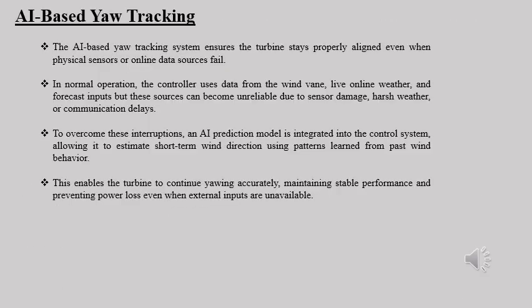To keep aligning accurately with the wind direction and maintain stable performance, we introduce an AI based wind tracking system. Our AI based wind tracking system only works when both the physical wind vane sensor and live wind data from the nearby weather station are not available, and AI prediction gives a short-term predicted wind direction, which learns from the past wind direction behavior.